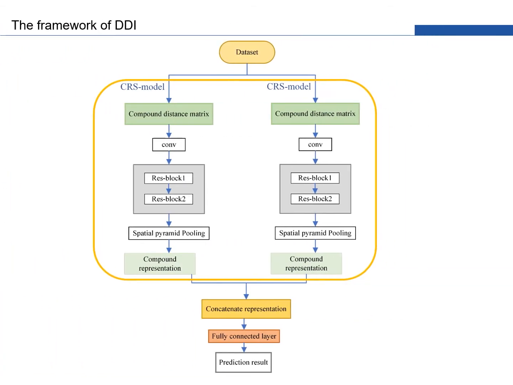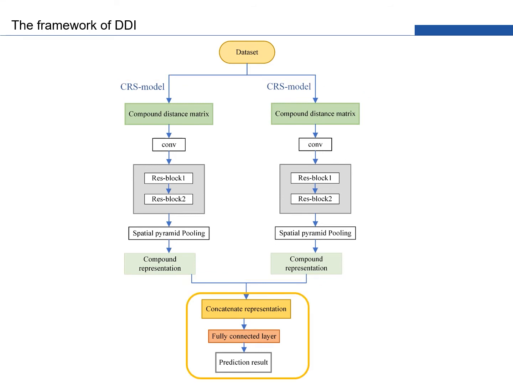In addition, we used the CRS model for the drug-drug interactions binary task. As shown in this slide, two CRS models were used to extract the characteristics of a pair of drugs. Then, we connect the representations for prediction.